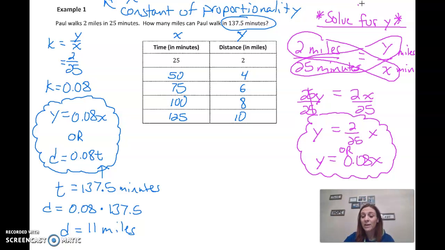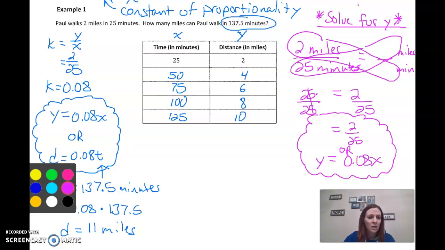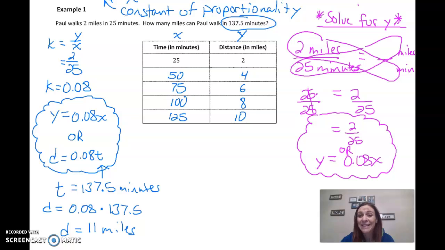The cool thing is if we wanted to switch things up a little bit, and instead of using y and x, I'm just going to do the quick way here. Let's say I wanted to do d for miles and t for minutes. Well, I go 25 times d and 2 times t, and then I would do the same thing, and I get d equals 2/25 or 0.08 times t.